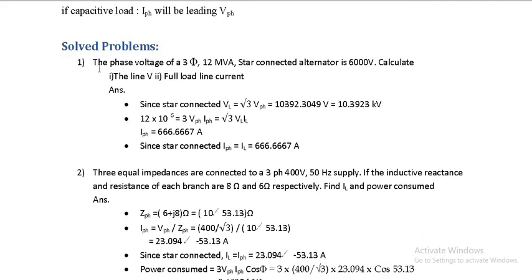The first problem is: the phase voltage of a 3-phase 12 MVA star connected alternator is 6 kV. Calculate the line voltage and full load line current. The very first thing is, since it is star connected, line voltage will be equal to root 3 times phase voltage. You have been given the phase voltage, right? So it will be root 3 times the phase value, and that will be 10.3923 kV. Again, a point to be remembered over here is that we are going to round off after the 4th decimal.